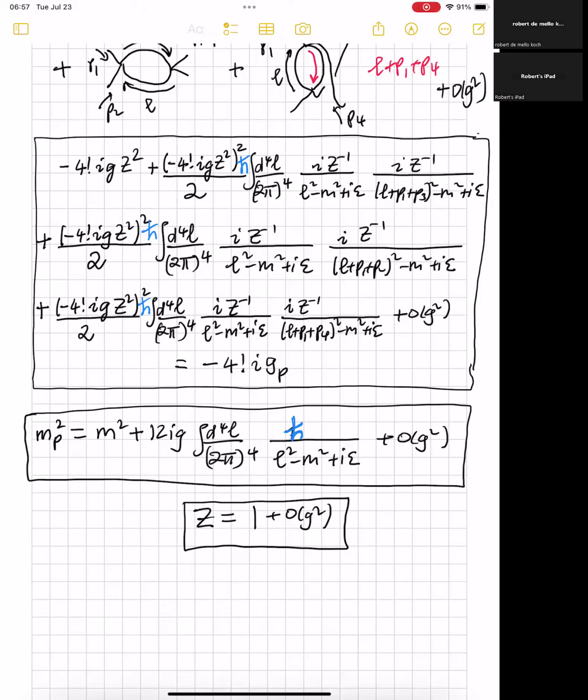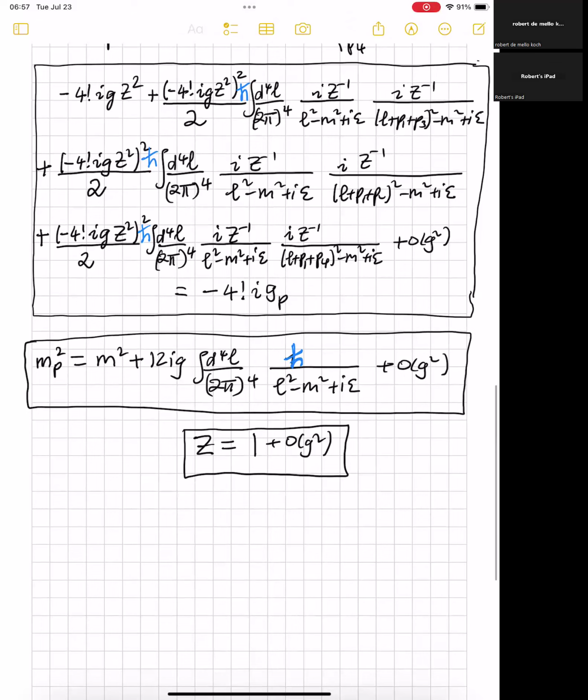Okay, now, the reason why this is very illuminating is let's just set h-bar equal to 0. If we set h-bar equal to 0, then we're really studying the classical theory. If we study the classical theory, what do these relations look like? Well, the first matching condition would say minus 4 factorial i g Z squared, well, Z is 1, so let me plug in the 1, is equal to minus 4 factorial i g physical. So in fact, we would learn that g is the physical coupling.